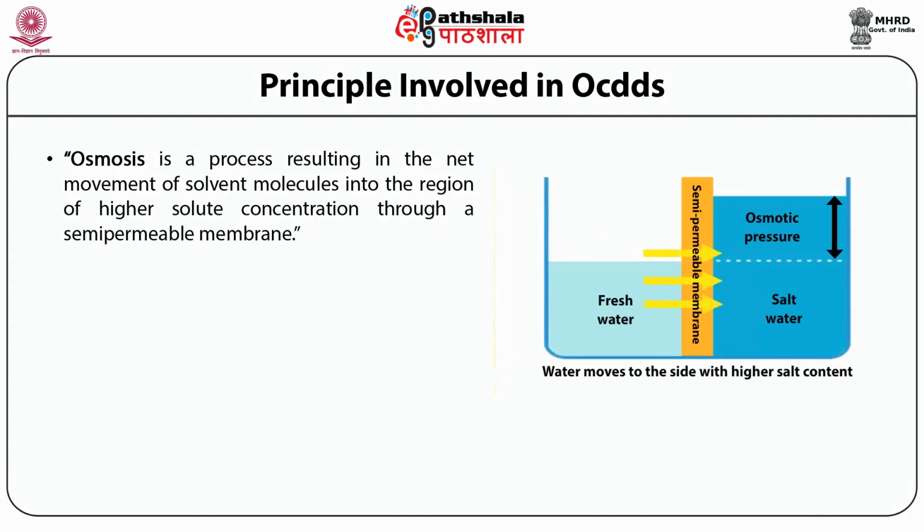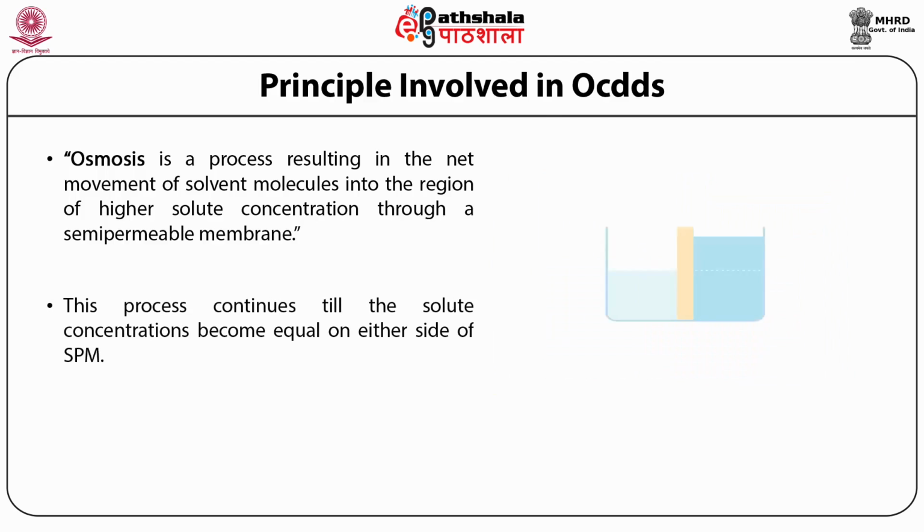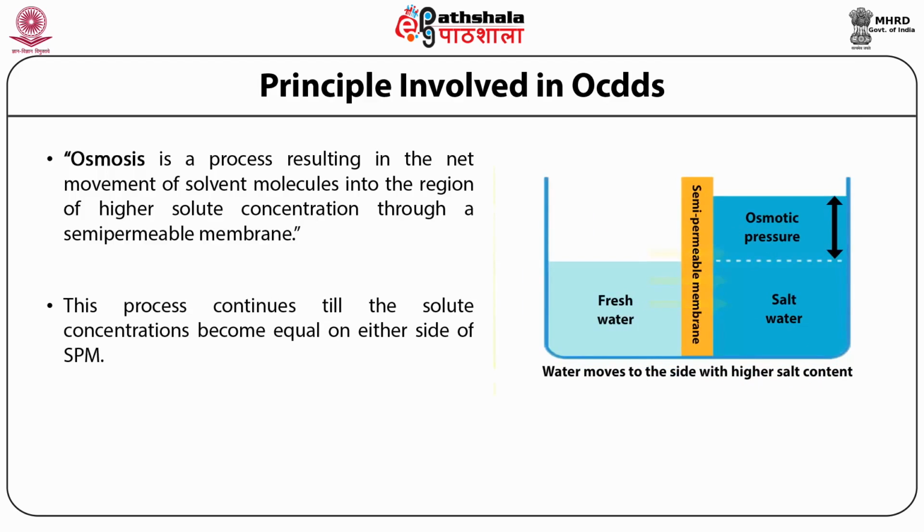What will happen is that the solvent will start moving from the low concentration of solute, where there is no salt at all, toward the high concentration of solute to maintain equilibrium. That process is called osmosis. This process continues until the solute concentrations become equal. As I told you, it is a process of reaching equilibrium.